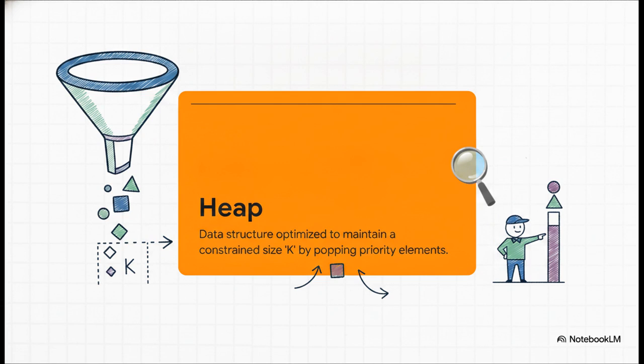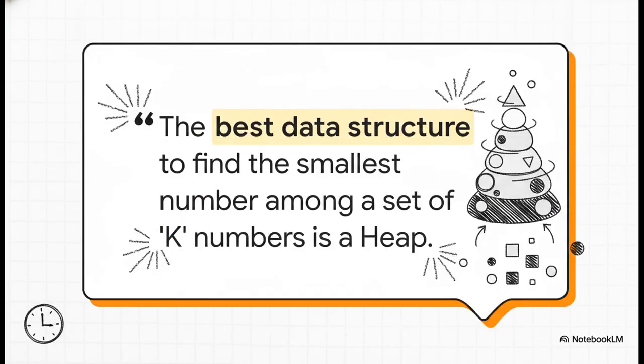Think of the heap as your dynamic bouncer. It efficiently processes a constant stream of incoming data, all while strictly enforcing that size K limit. I actually want to highlight this direct quote from the source text because it is an absolutely crucial rule of thumb. Quote, "The best data structure to find the smallest number among a set of K numbers is a heap." Seriously, whenever a problem asks you to find the top K, the smallest K, the most frequent K, or the closest K elements, this quote should immediately flash in your mind like a neon sign. This is your bold, memorable takeaway for spotting this pattern in the wild.